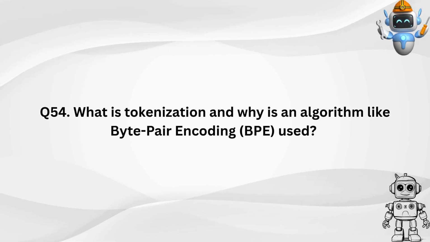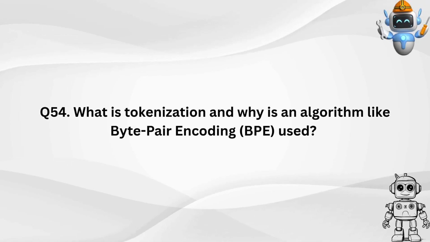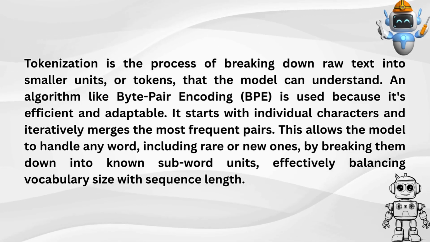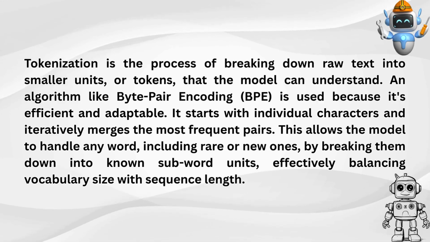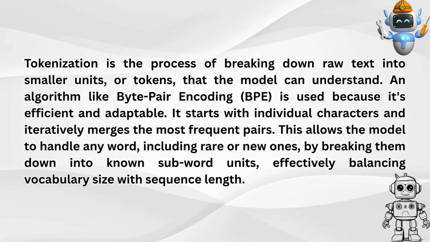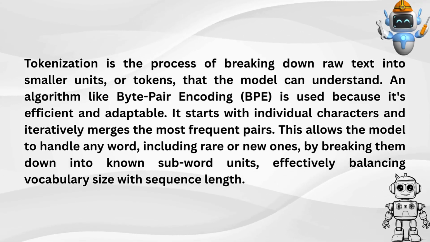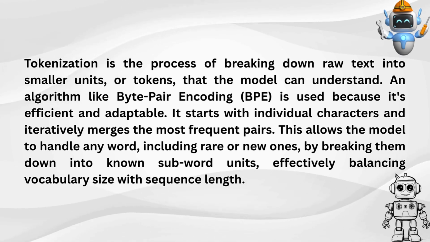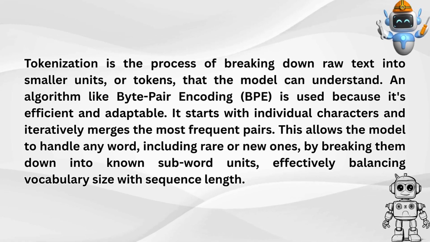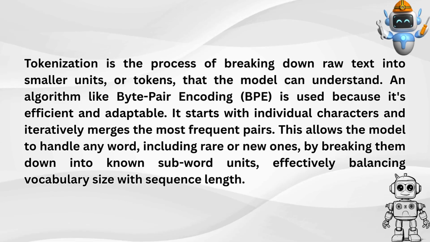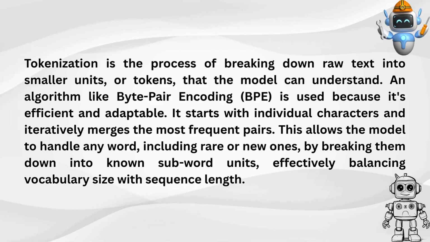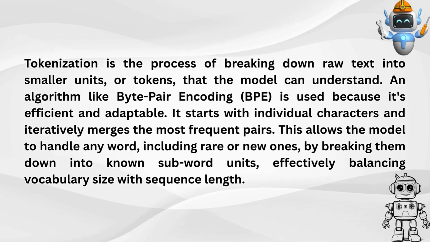What is tokenization, and why is an algorithm like byte pair encoding (BPE) used? Tokenization is the process of breaking down raw text into smaller units, or tokens, that the model can understand. An algorithm like byte pair encoding is used because it's efficient and adaptable. It starts with individual characters and iteratively merges the most frequent pairs. This allows the model to handle any word, including rare or new ones, by breaking them down into known subword units, effectively balancing vocabulary size with sequence length.